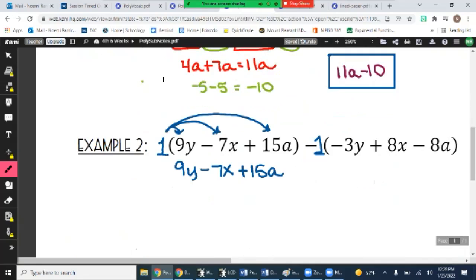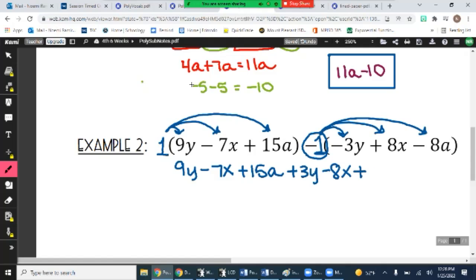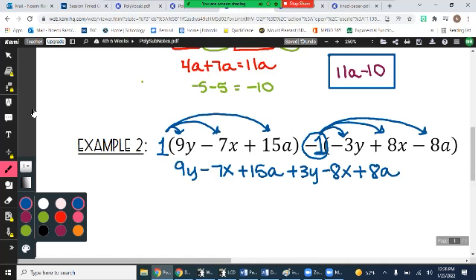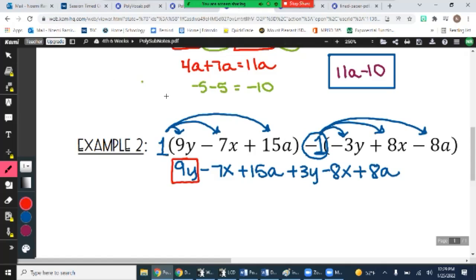Here's where it changes up because I have a negative 1 instead of a plus 1. Negative 1 times negative 3y gives me positive 3y. Negative 1 times positive 8x is negative 8x, and negative 1 times negative 8a is positive 8a. Questions? That is the main difference between what we did yesterday and today. Okay? Now we combine just like we did yesterday.